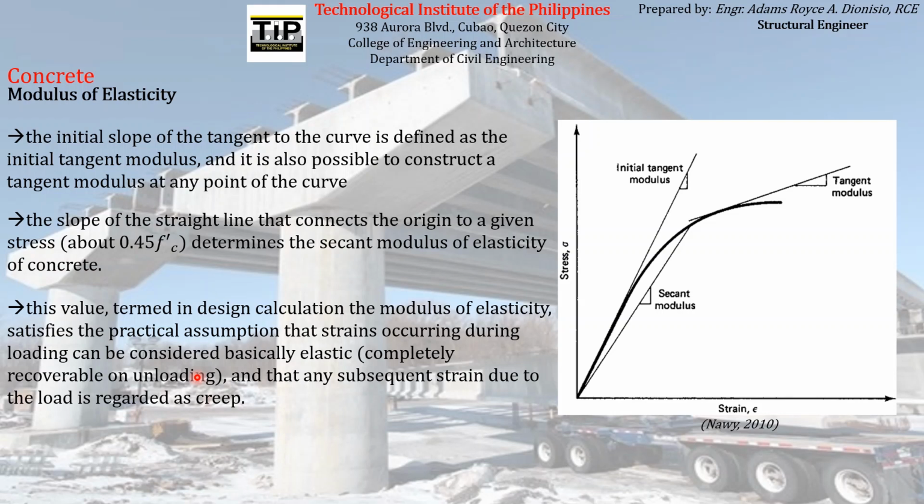So that is what we mean by elastic, and any subsequent strain due to the load is regarded as creep. The magnitude of the slope of that second modulus can satisfy this assumption.